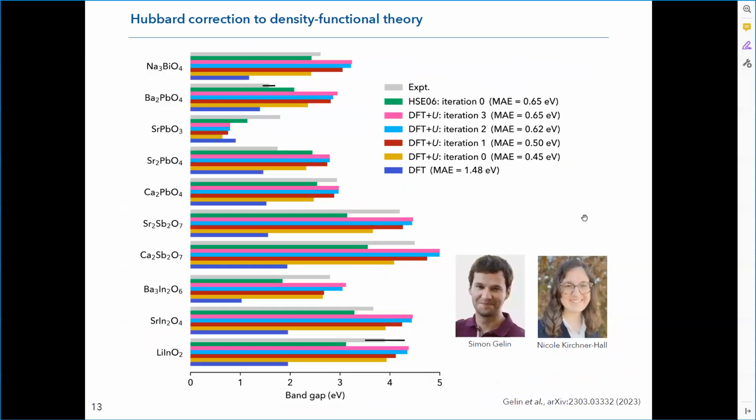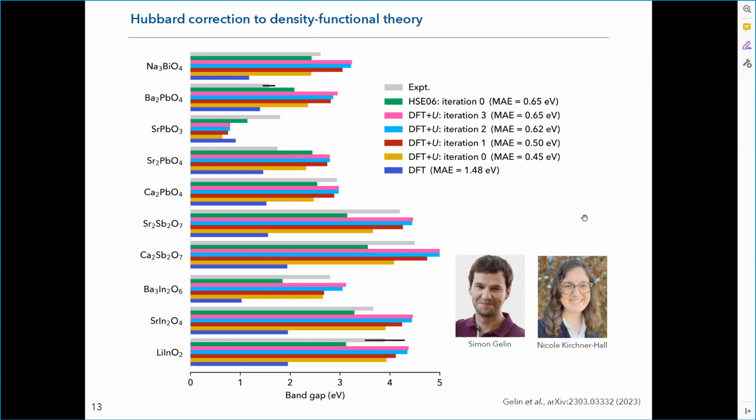More recently, we did a full self-consistent study of semiconductors that are relevant for photocatalysis. So again, the same observation. After 4 iterations of the U, so these are the 4 last bars, you converge, and you have a tendency to overestimate the correction, probably because of the rigidity of the atomic orbital that you employ.